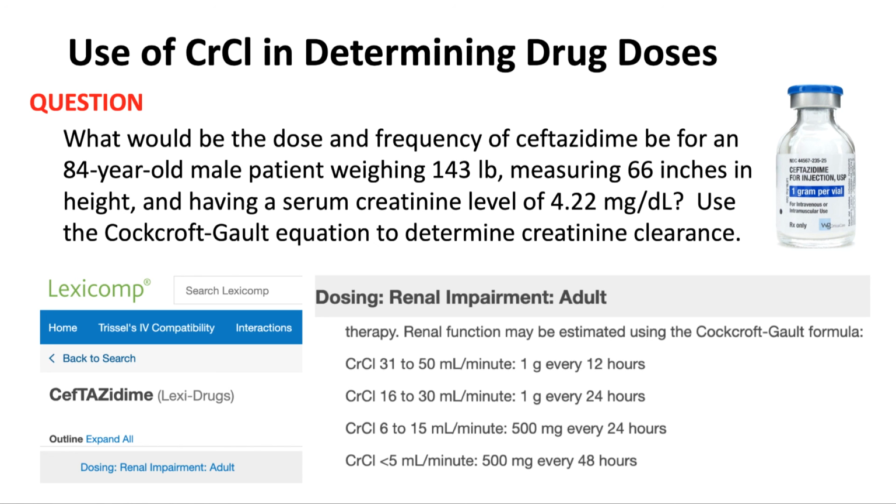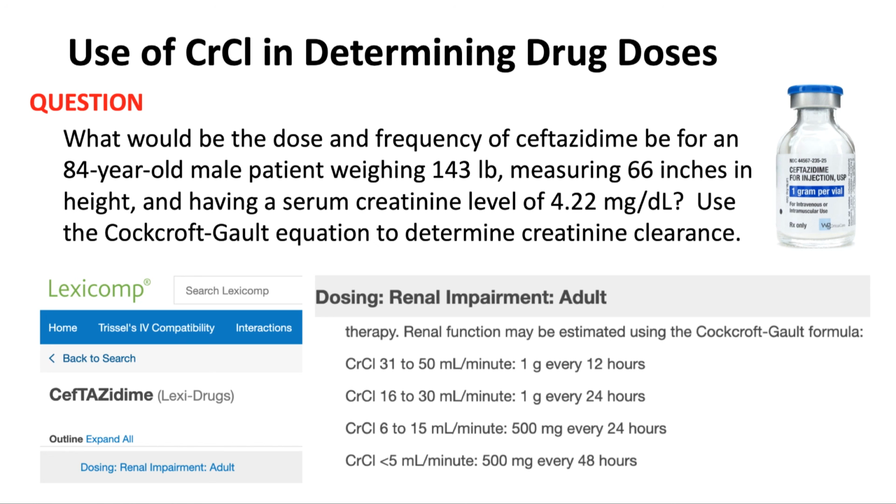So if the Cockcroft-Gault formula value is anywhere from 31 to 50 milliliters per minute, the dose is 1 gram every 12 hours. However, if the function is reduced to 16 to 30 milliliters per minute, keep in mind, those lower values mean lower kidney function. And remember how I mentioned how we would therefore want to give a lower dose? Well, notice this for ceftazidime, we're giving the same dose at this point. It's still 1 gram, but we would reduce it to every 24 hours.